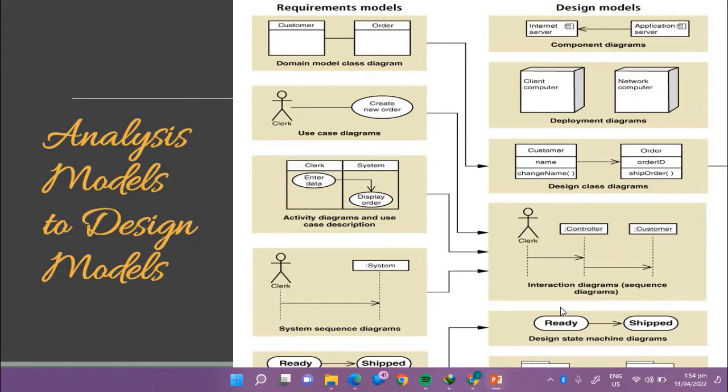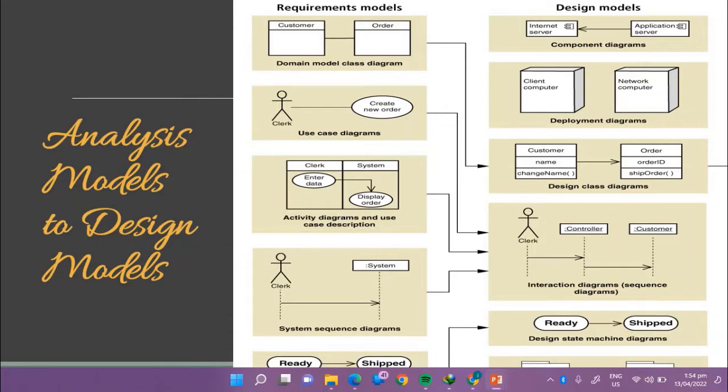And for class diagrams, some content such as classes, attributes, and relationships is defined during analysis. Additional content such as attribute data types, keys, indexes, and the class methods or functions is added during design.